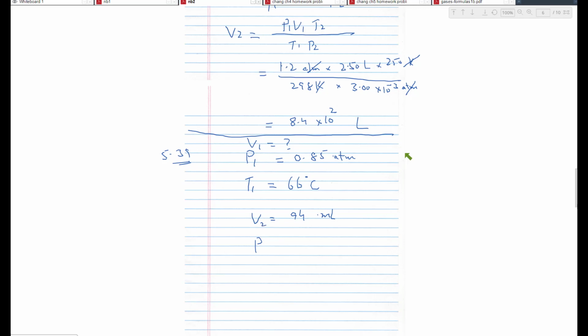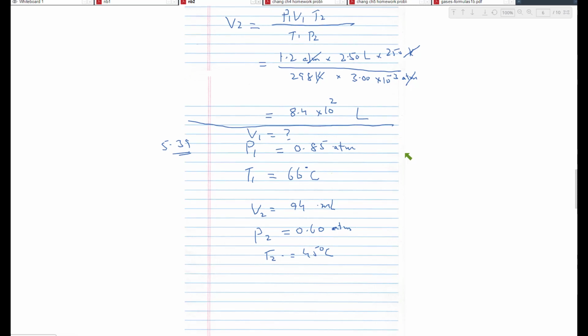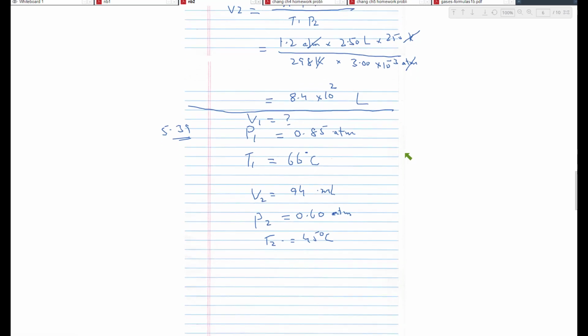And the V2 is 94 ml. What is the P2? 0.60 atmosphere. And what is the temperature? 45 degrees Celsius. Do I have to change any units? Yes, to Kelvin. And they are asking for the initial volume. So Kelvin is plus 273.